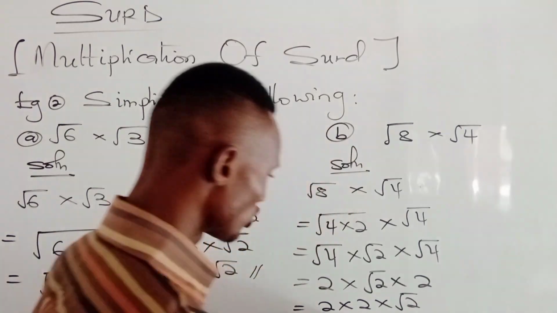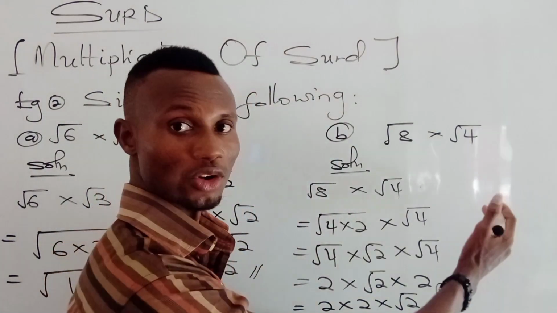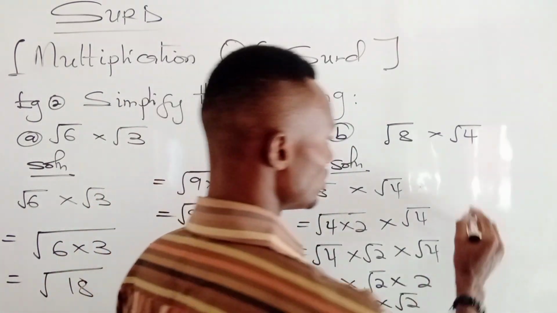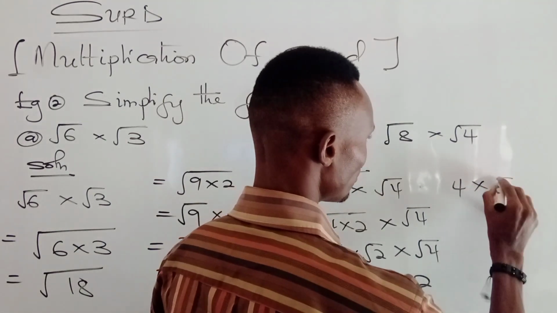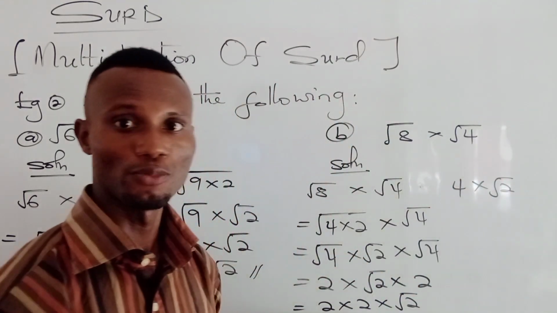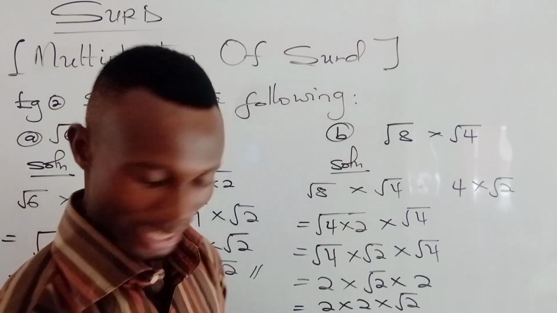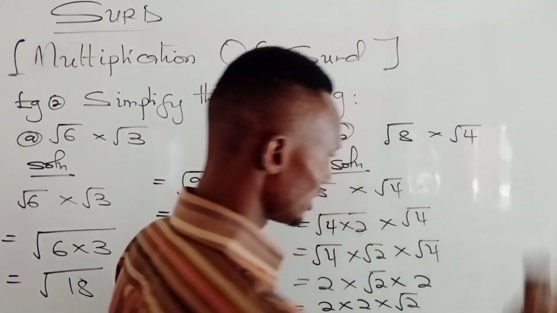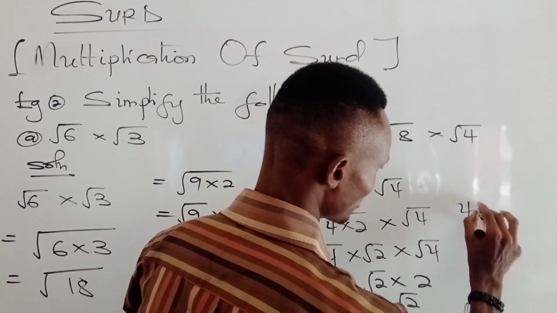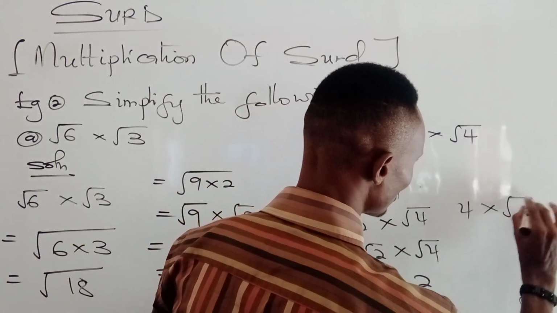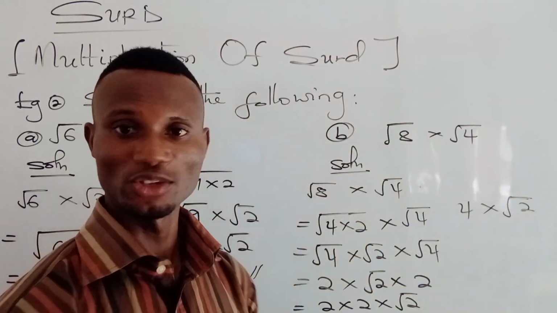So the 2 times 2, it gives 4. Let me continue from here. So 2 times 2 gives 4, so I get 4 times root 2. I hope you understand up to this point. Let me write it here so that you see it well. So 2 times 2 gives 4, so that 4 times the root 2. No need to get confused, I'm just continuing from this side.